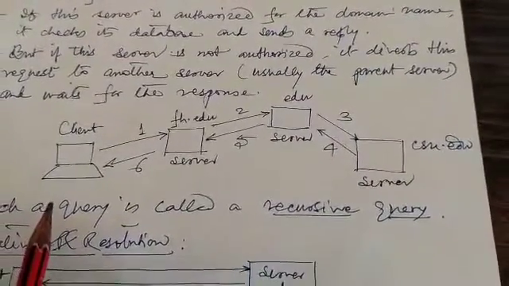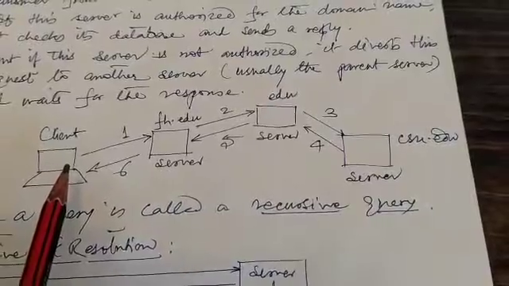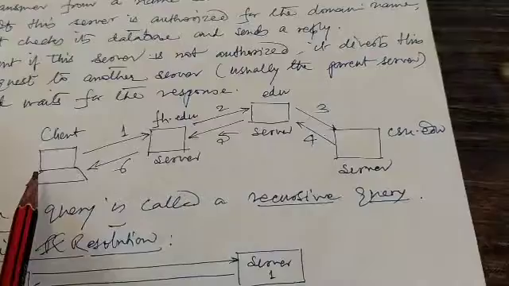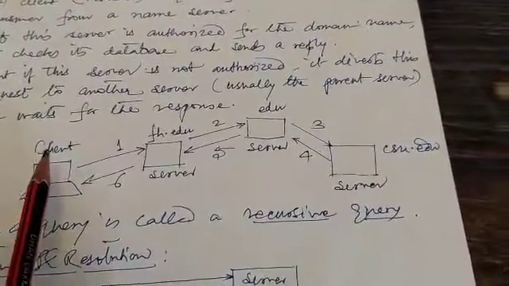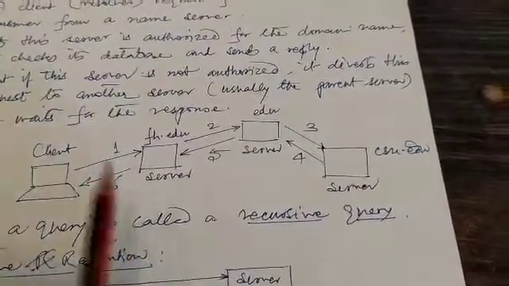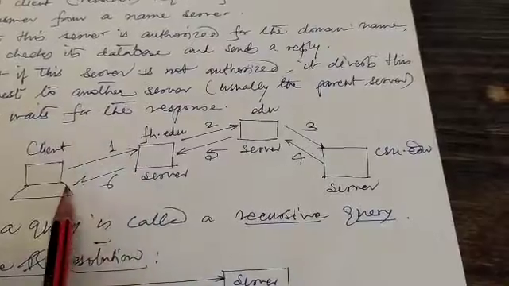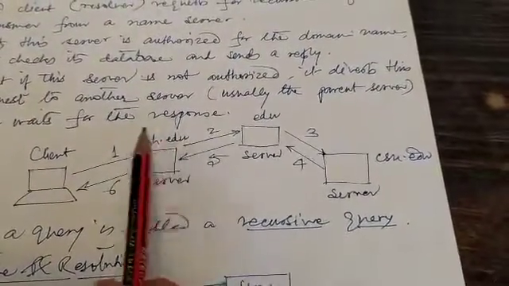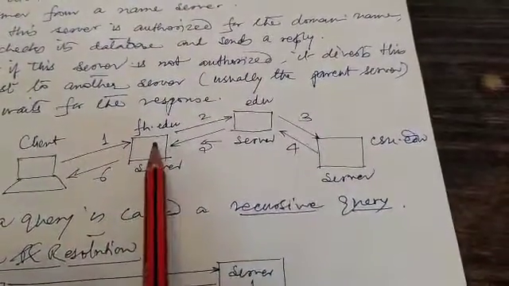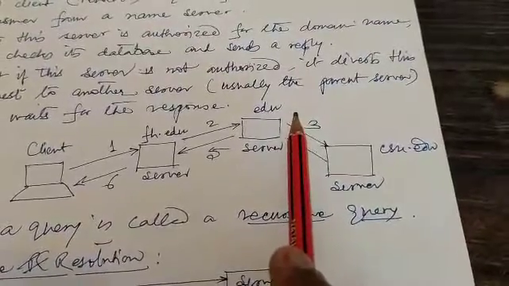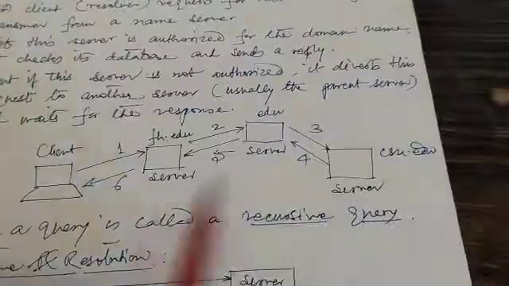To understand it better, you can see with the help of this diagram how this recursive resolution works. For example, say there is a client over here. Then there are various DNS servers available. The local DNS server for this client is, suppose, the fh.edu server. Then we have the parent of this server as an edu server, and then there is another server, say csu.edu server.